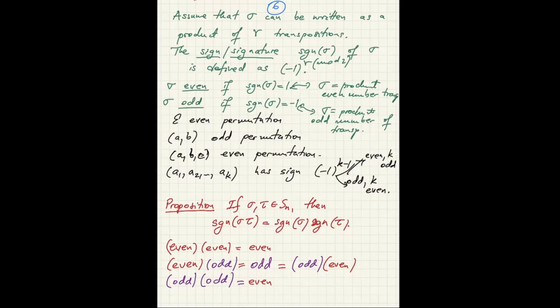And also an important property of the signature is that if you take two permutations, sigma and tau, and you compose them, the signature of the product equals the product of their signatures. So to spell it out here, if you multiply an even permutation by an even permutation, you get an even permutation. Even times odd and odd times even is odd, and odd times odd is even. All these facts are interesting, but you notice here that when you multiply even permutations by even permutations, you stay even.